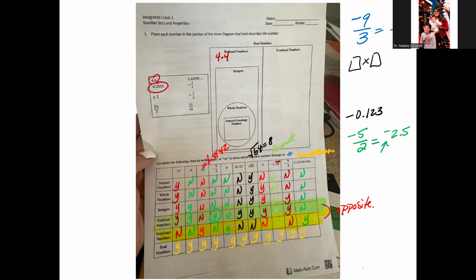What about that right there? -0.2555. Just a rational. Yes. Okay, so rational number. What about that? Rational number. Yep, I think so. That sounds good.